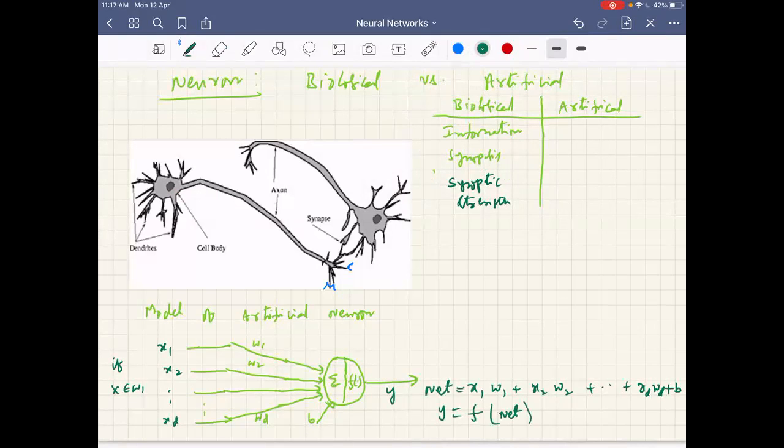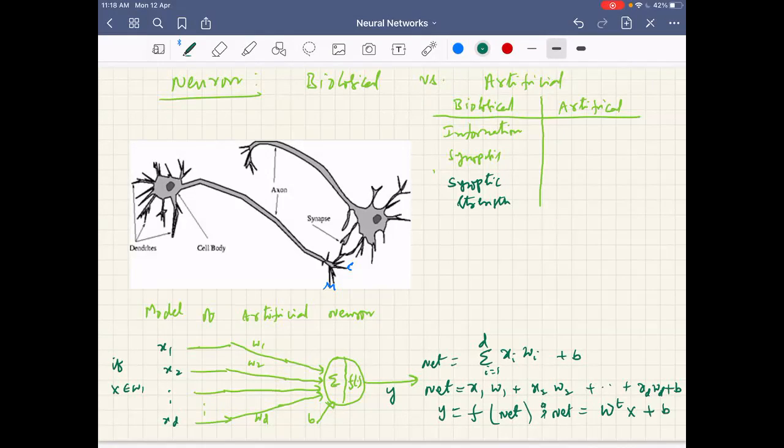This net value now can also be written in summation form as, how can I write? Somebody was telling sigma xi wi, i equal to 1 to d, plus b. Is there any other way of nicely writing this net value at the given neuron? Yeah, vector form. How should I write? W transpose x plus b. Is this fine or not?